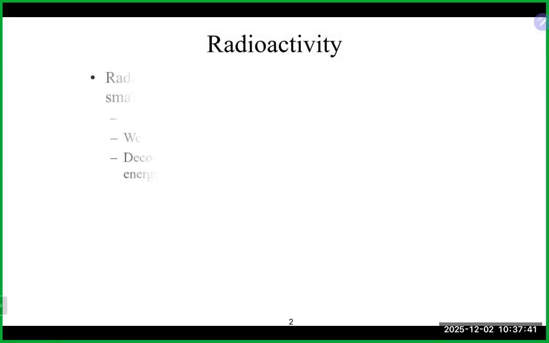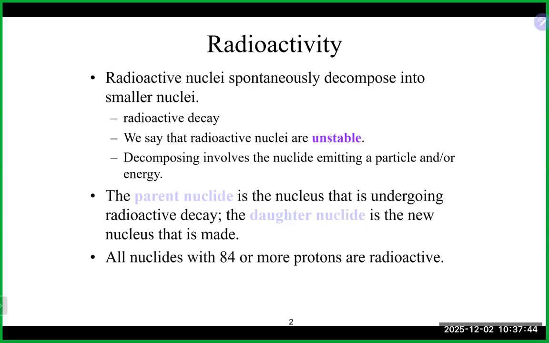So let's talk a little about nuclear chemistry and radioactivity. When we talk about radioactivity, if something is radioactive, it will spontaneously decompose into a smaller nuclei. It is said to be unstable. Decomposing involves the nuclei emitting certain particles and energy, which are radioactive. The one going through the decay process is sometimes referred to as the parent nuclei, and that is the nucleus that's undergoing that radioactive decay. What is produced as a result of that is sometimes referred to as the daughter nuclei.